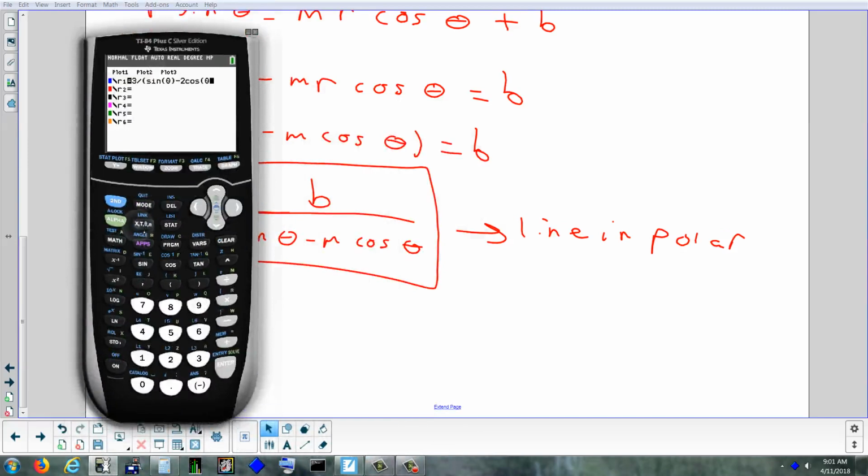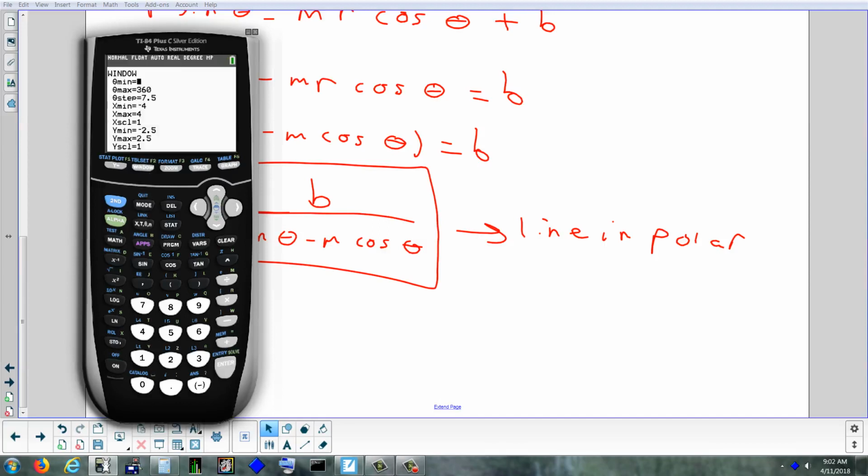Now, because I typed in theta, it's important that I let it go through a full cycle. So the cycle for sine and cosine, what's the length of a period? For a sine or cosine? In degrees, but in radians? 2 pi. So either way, whatever mode you want to use. I'm in degrees, so I'm going to go with the 360.